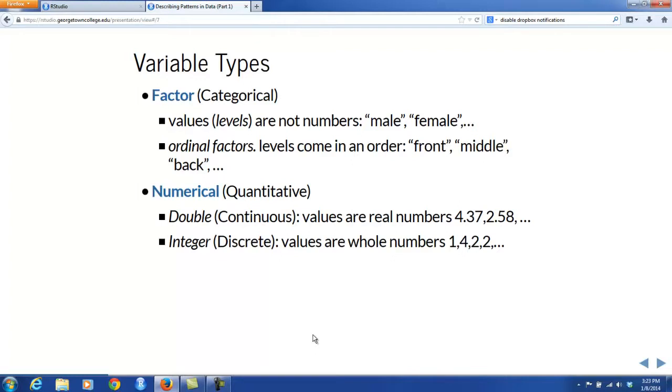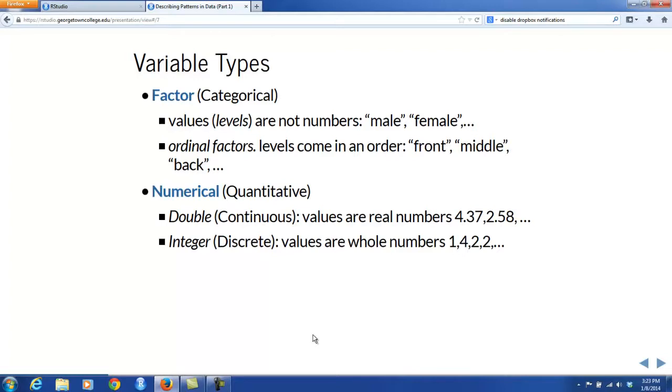The other major type of variables are numerical variables, also called quantitative variables. These come in two subtypes called by R double and integer. Now doubles, which are also just continuous numerical variables, are variables whose values can come in some range of real numbers. So in a data frame, they'll often be recorded to some decimal approximation, maybe 2 decimal places, and you might see some possible values, 4.37, 2.58, and so on. But know that these are only a few amongst many, many possible values.